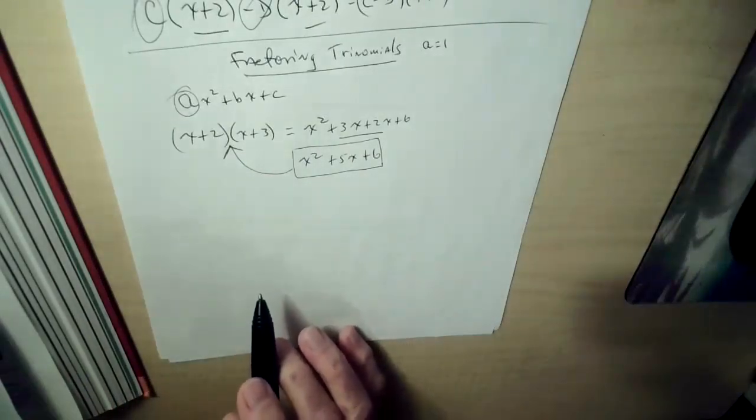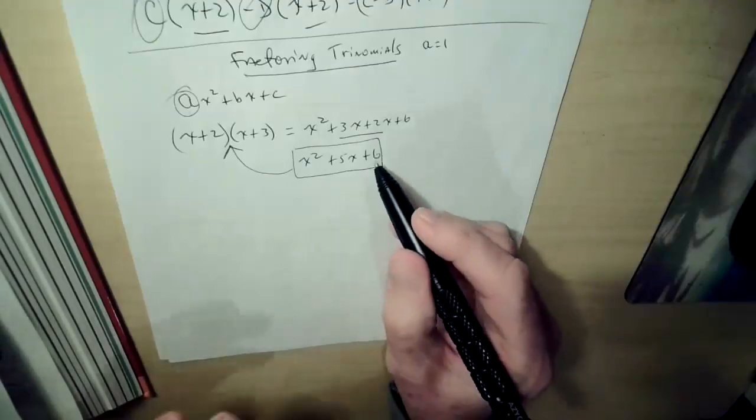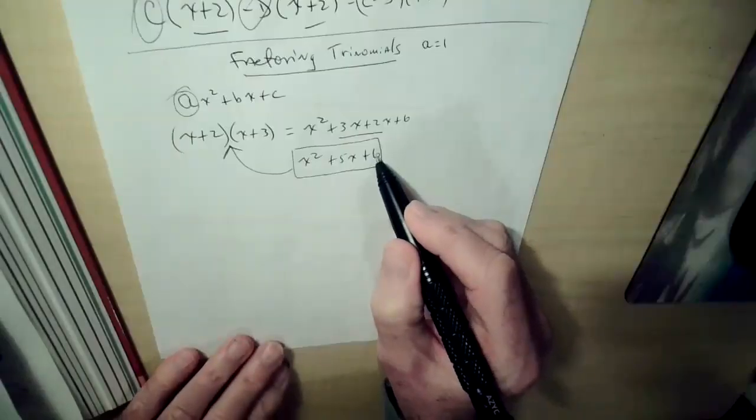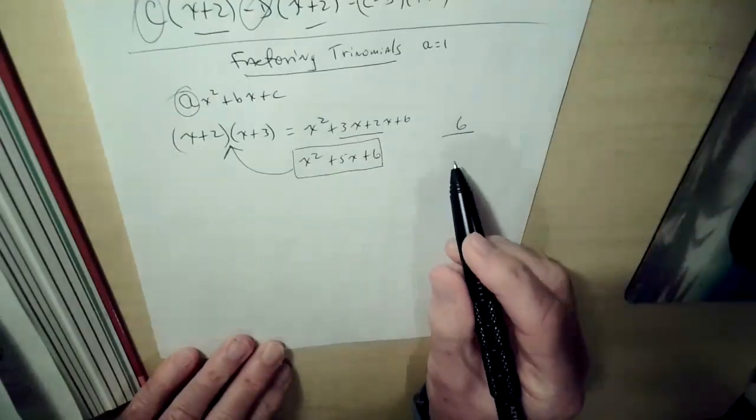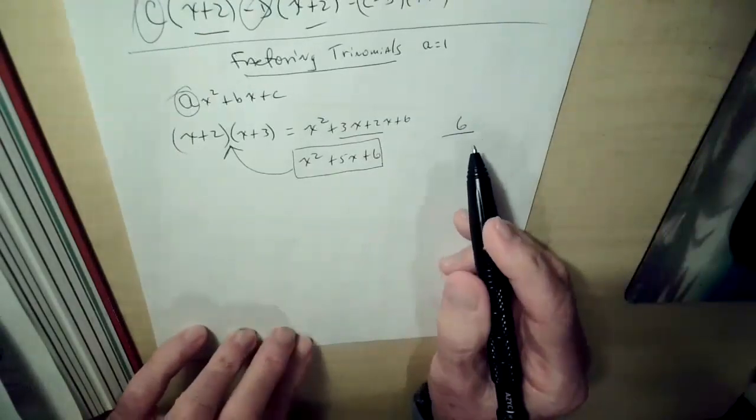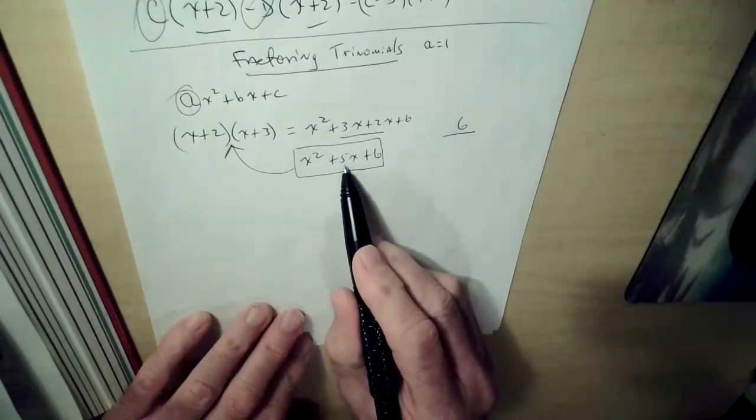Now what we're going to do is take this and factor it back into these two. The way we do that is actually pretty simple. We take, what are the factors of 6?